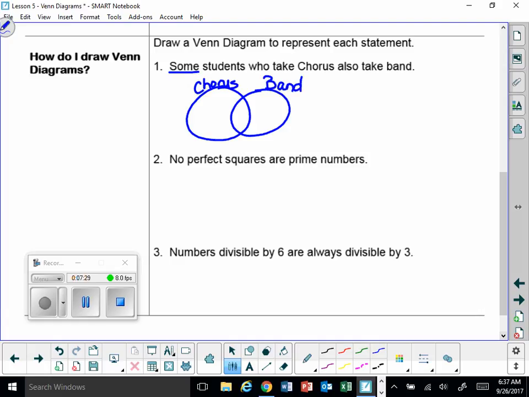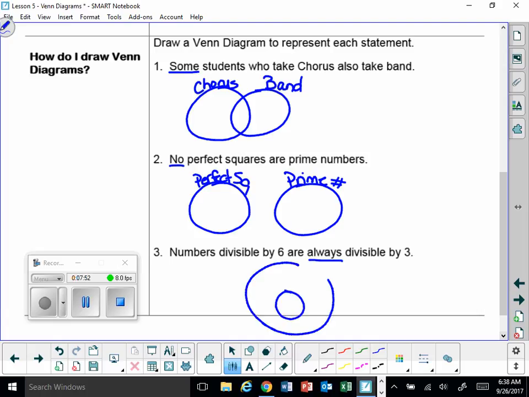All right. No, no. That means disjoint. No perfect squares are also prime numbers. Numbers divisible by 6 are always. Always means I've got a subset. Okay, numbers divisible by 6 are always divisible by 3. If you are divisible by 6, then you are divisible by 3. Another way to look at that.